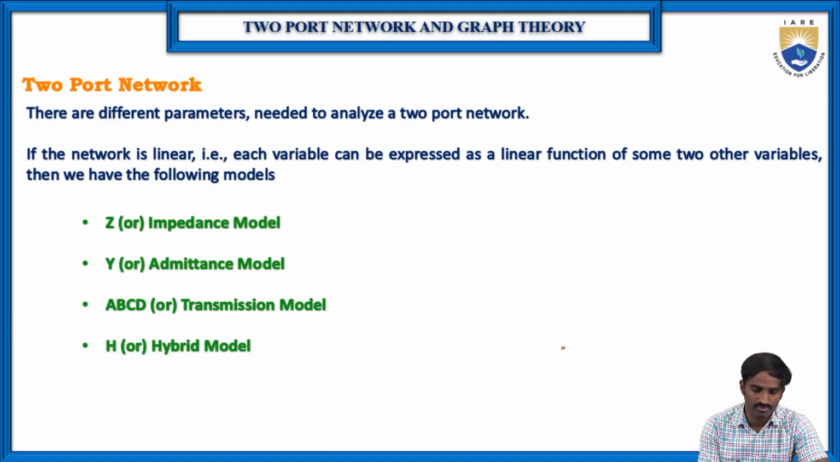The first one is the Z parameters, which we can also call the impedance parameters, or the open circuit parameters. And the Y parameters, which we can also call the admittance parameters, or the short circuit parameters. That particular model is called the Y model, or the admittance model. Similarly, for the Z parameters, we have the Z model, or the impedance model.